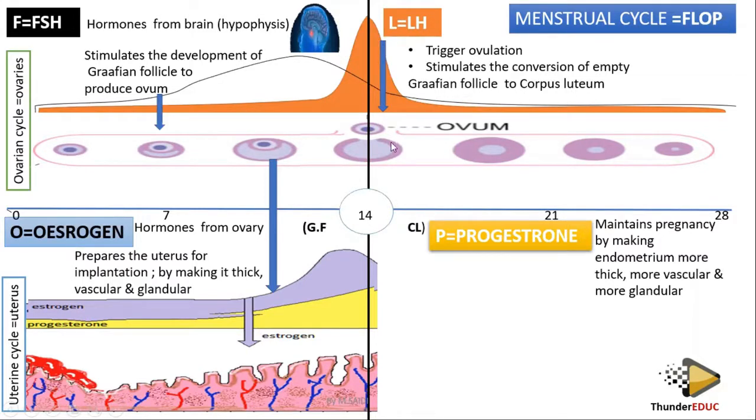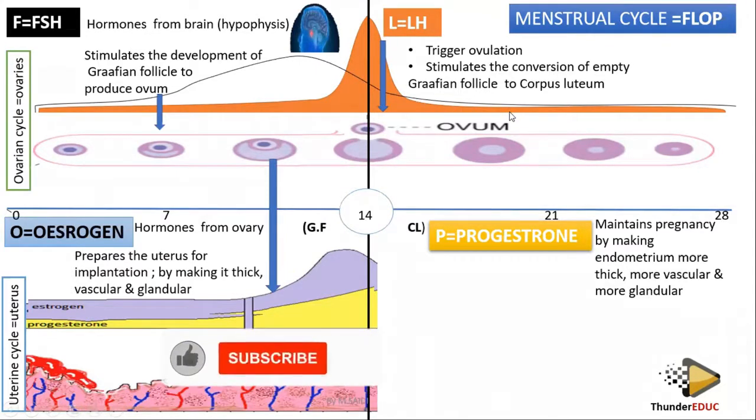So this is going to be changed from the empty Graafian follicle to the corpus luteum by the help of luteinizing hormone. Now, because its function is done, it is supposed to go down, it's supposed to decrease. Now, the moment the corpus luteum has been formed, what happens?